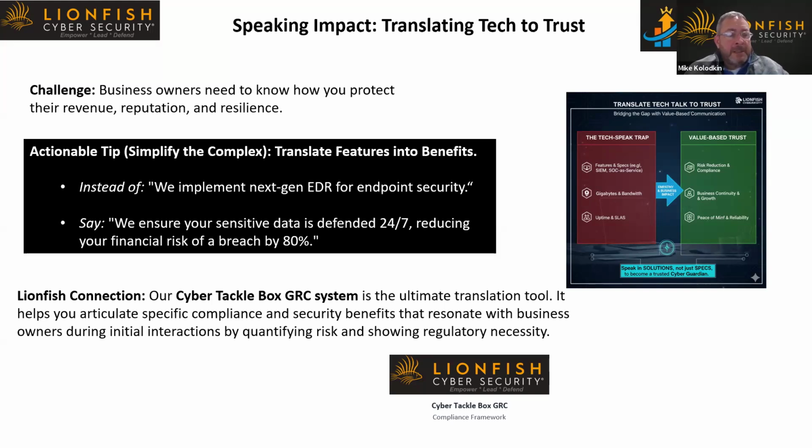And an example I want to offer is in our world, when we're talking about compliance, especially with our cyber tackle box, what we find is compliance is often that conduit between technical and the business result and the reason why.